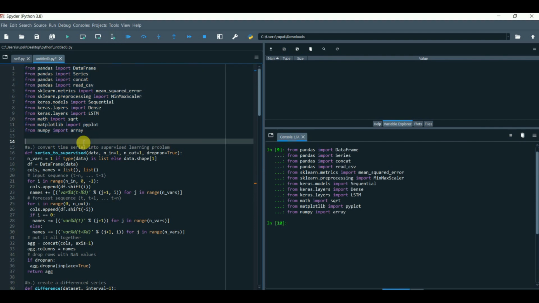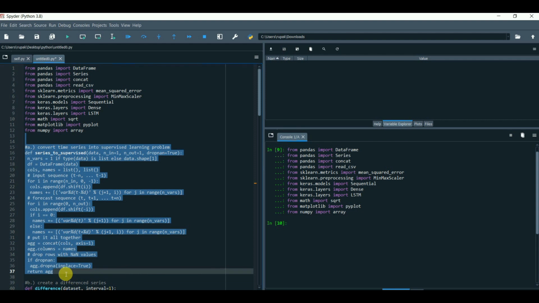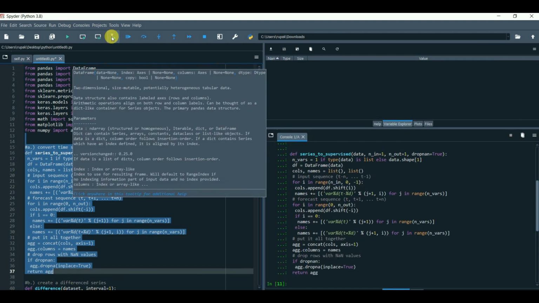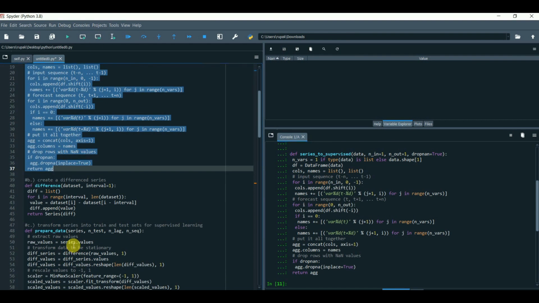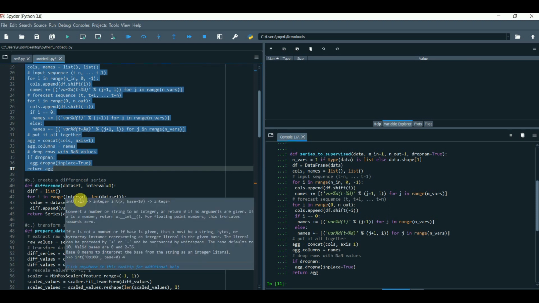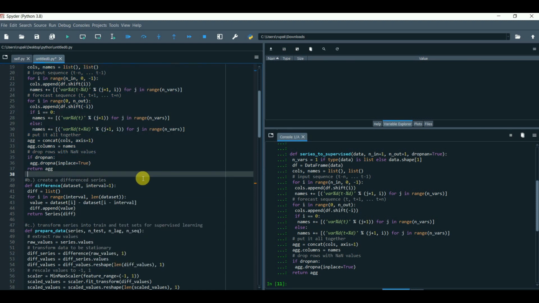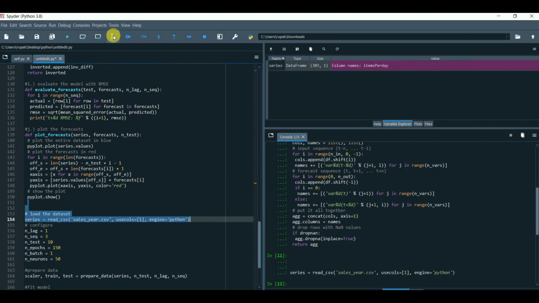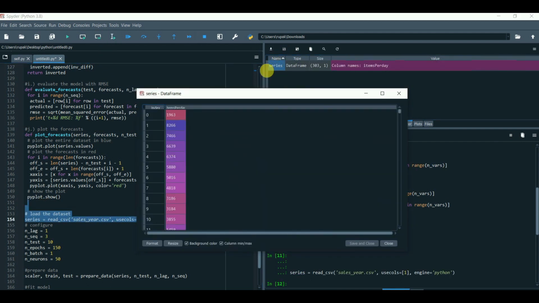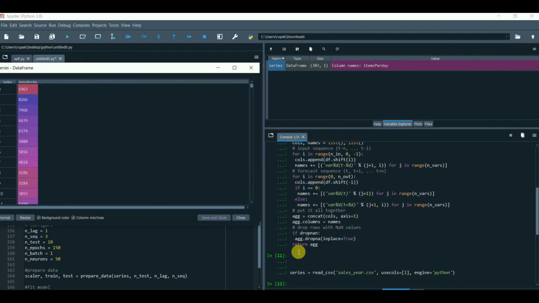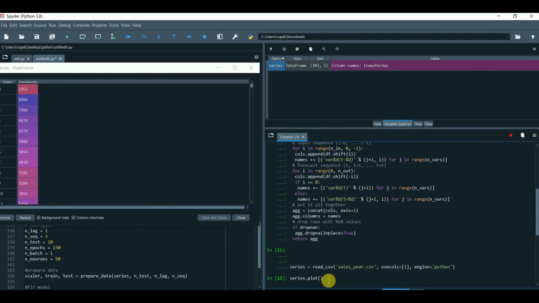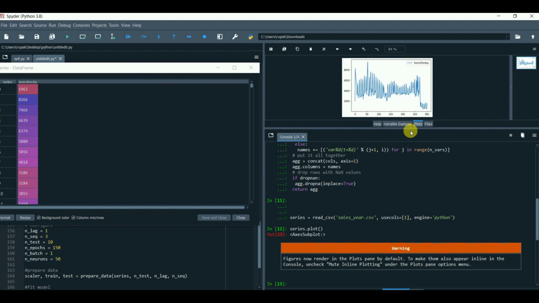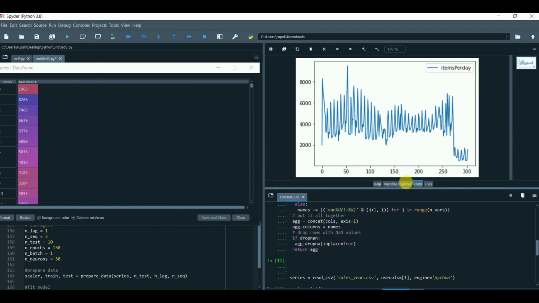First, we will call all the important libraries. Then we will define functions to convert the time series into supervised learning problems. The next step is to convert the time series data to stationary. And our cells_year.csv data is not stationary. This means there is a structure in the data that is dependent on time. We can see there is an increasing trend in the data.